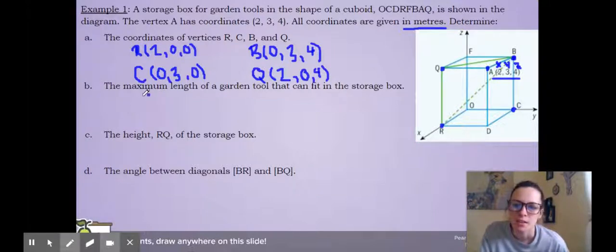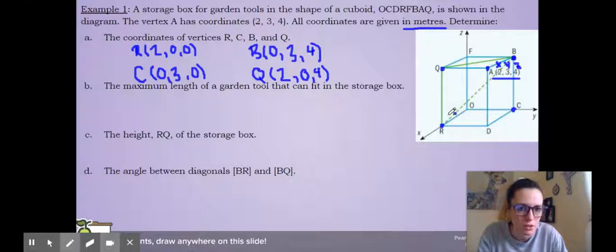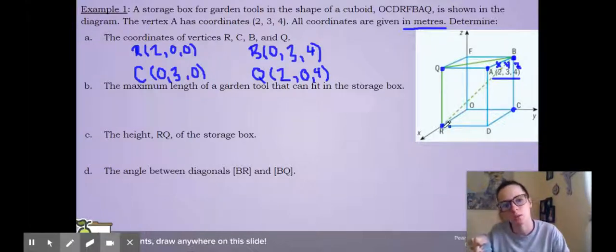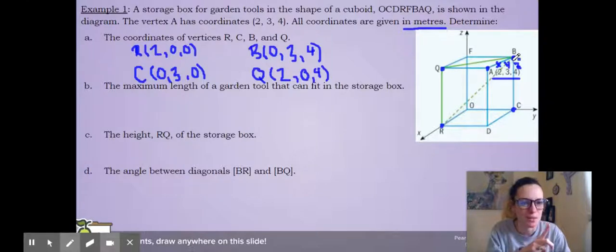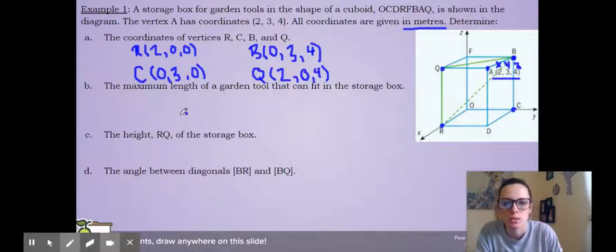Part B asks us to find the maximum length of the garden tool that can fit within the storage box. So remember, length doesn't have to go this way or this way, but it can go diagonally. If you notice, they even draw in this dashed diagonal line from the lower left, R, all the way up to the upper right, B. So we're going to look for that length, because that will give us one direction of the longest diagonal. So we're going to use that distance formula to find the length RB.